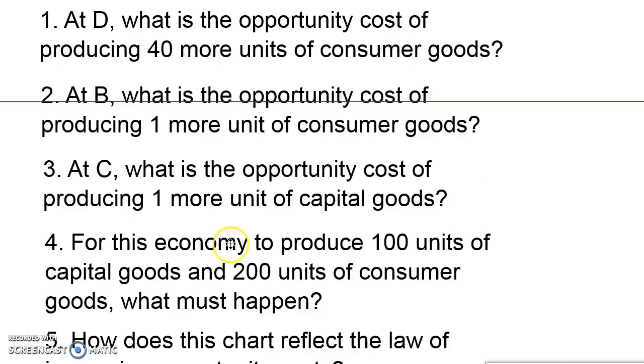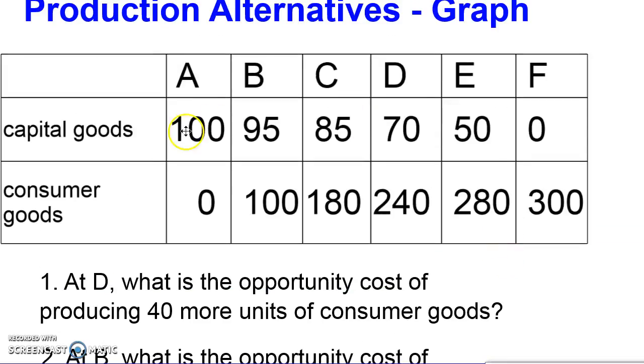Finally, for 4, for this economy to produce 100 units of capital goods and 200 units of consumer goods, what must happen? That point is not currently possible. And so what you would need to see is economic growth. Somehow the economy would need to grow in one of the many ways that it can. Whether it is new technology or finding new resources. Resources would be the big one. Another source of land, labor, capital, or entrepreneurship could move the entire graph out.